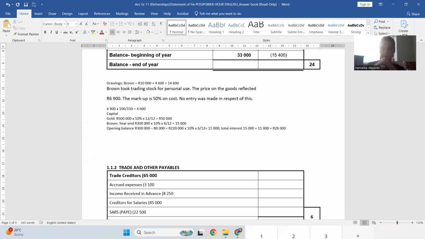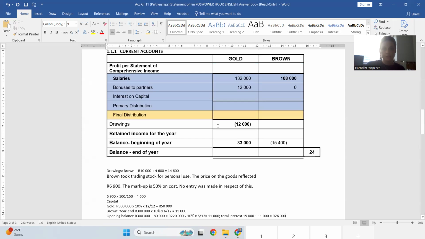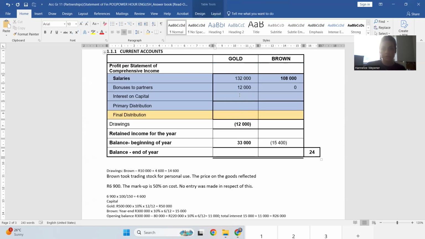Okay, so you need to just make that split. How many months did she earn on the one capital balance, and how many months did she earn interest on the other capital balance after she then increased her capital. So 50,000 for gold. And now you must just remember to put it under the right partner's name. Please don't mix up your partners. And then 26,000 for Brown.